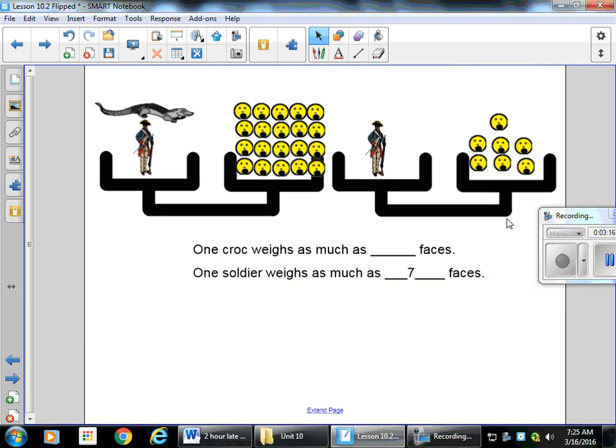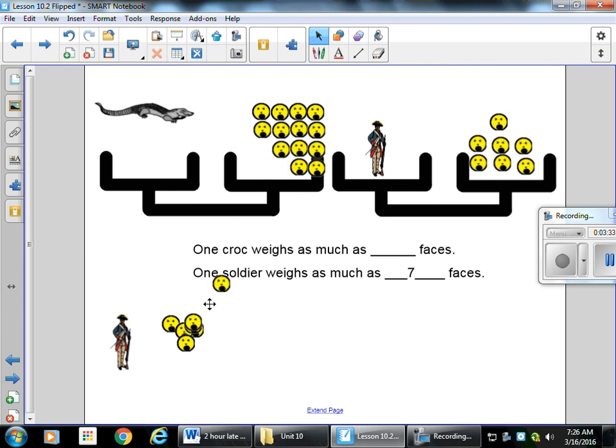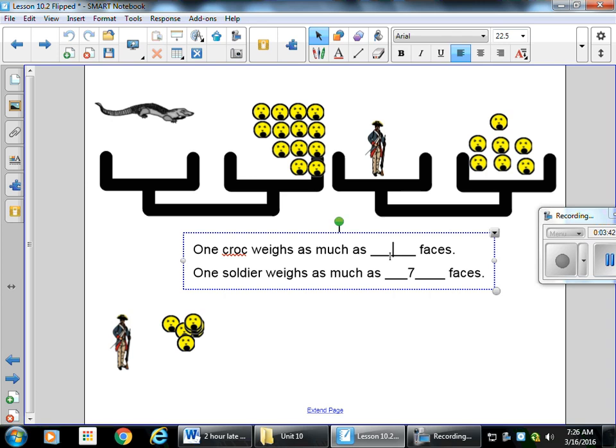7. Now, if I'm going to take this knowledge, if I want to get rid of this soldier, how many smiley faces do I have to get rid of? I have to get rid of 7. 1, 2, 3, 4, 5, 6, 7. So one crocodile weighs the same as how many faces? 1, 2, 3, 4, 5, 6, 7, 8, 9, 10, 11, 12, 13. One crocodile weighs the same as 13 faces.